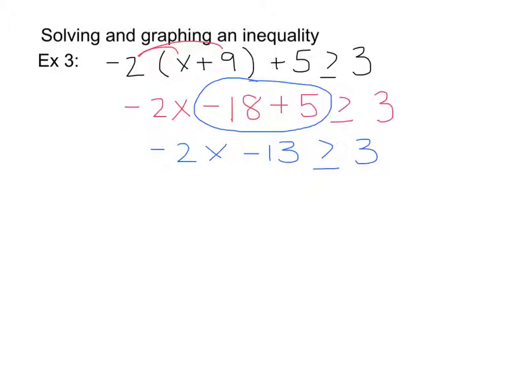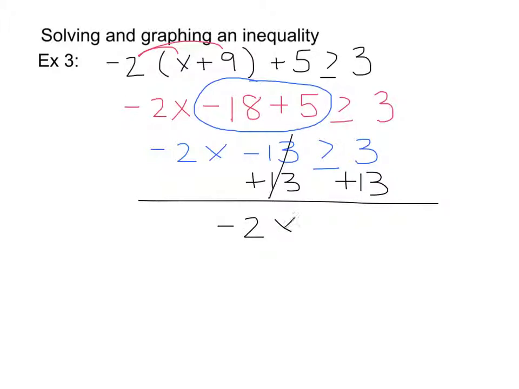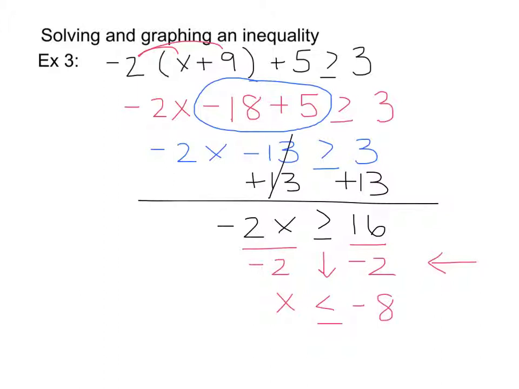So to move negative 13 to the other side, we need to add 13. So bring down your negative 2x, your greater than or equal to, and 3 plus 13 gives me 16. So now to get rid of my negative 2 that's touching my x, I'm going to need to divide by negative 2. And again, guys, I need you to pay attention because we divided by a negative number. So it's going to take my inequality sign and make it point the other way, and 16 divided by 2 gives me negative 8.